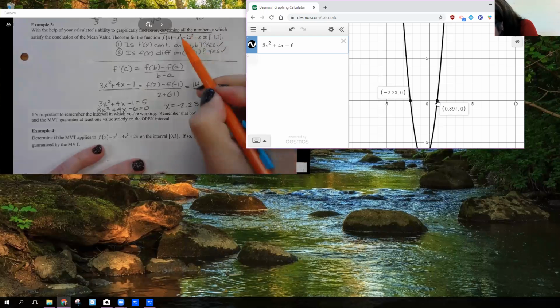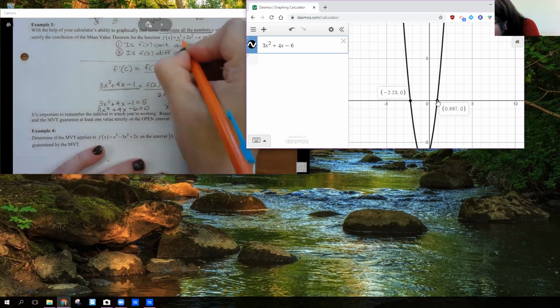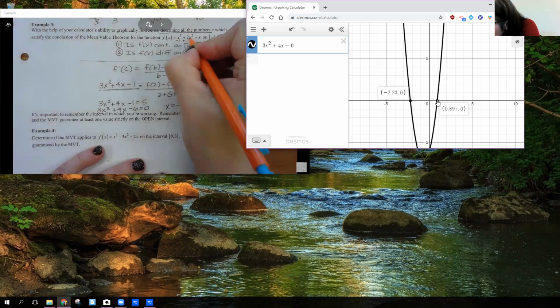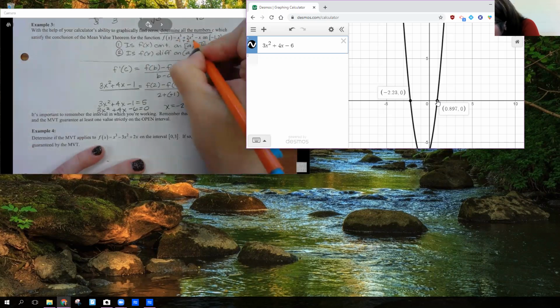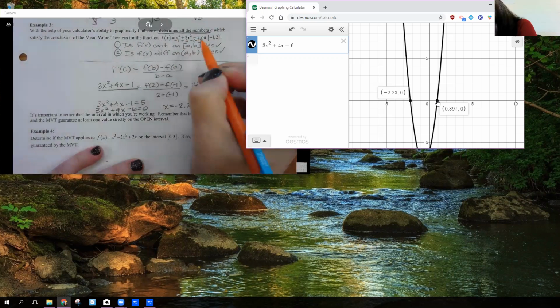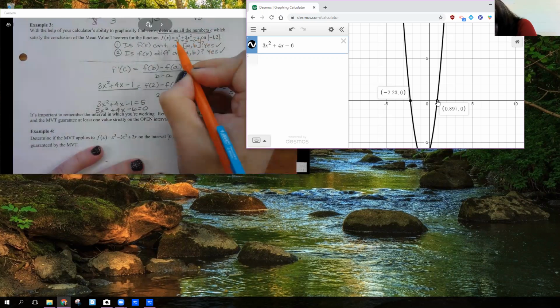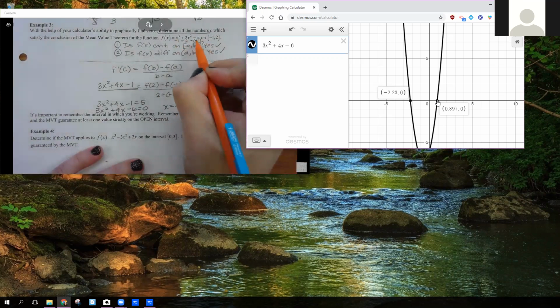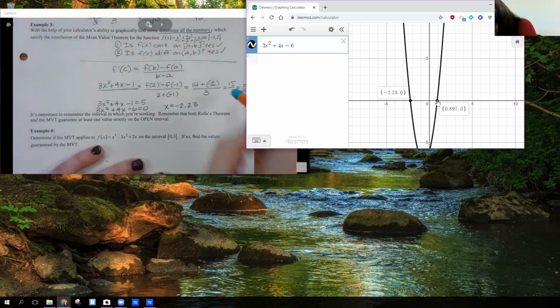Let's see. Negative 1 cubed is negative 1, plus negative 1 squared would be 1, so 2. And then minus negative 1 like that. So yeah, it's 2. Yeah, that is 2. Okay.